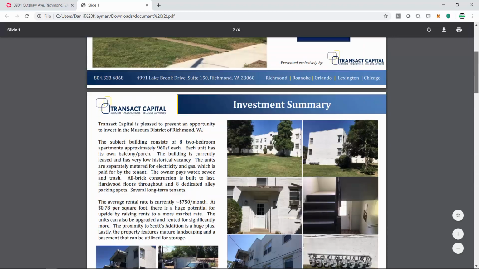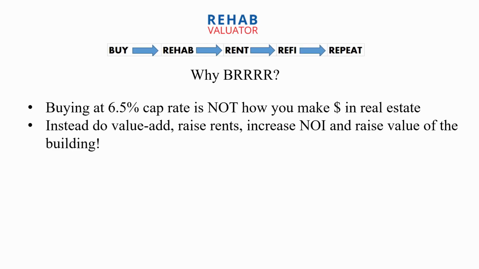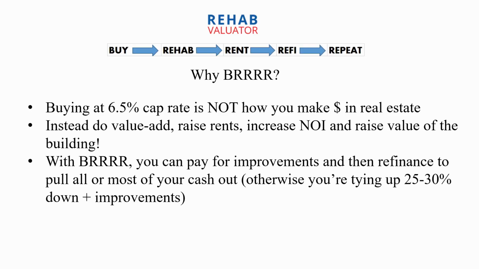So let's go back to my fancy slides that I created for you. Buying at a 6.5% cap rate is not how you make money in real estate. If you were to just buy this building as is, you would have to tie up roughly 25% down, and that money would not generate a very high cash-on-cash return. So instead, assuming you can buy it at the right price, you do a value add, improve the apartments, make them really nice, raise the rents massively, increase the net operating income in the building, and thus you massively raise the value of the building.